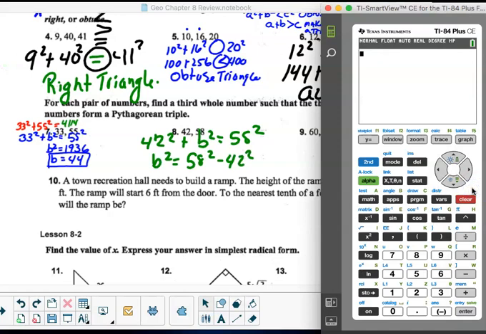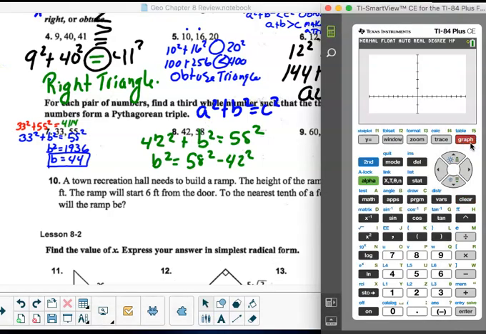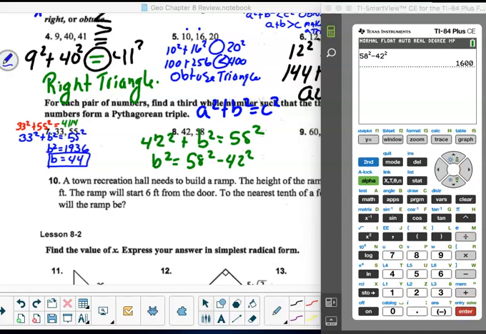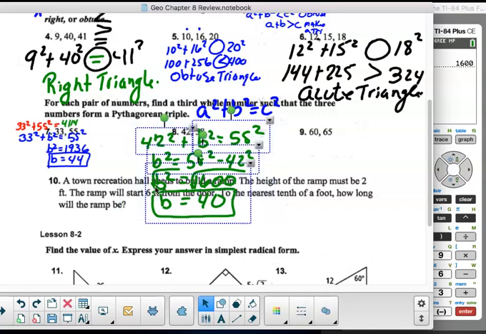And remember, the bigger number goes with the hypotenuse. And keep in mind, this whole time, I am working from the formula a squared plus b squared equals c squared. So now I've got 58 squared minus 42 squared. And that's 1600. Hey, that's totally going to work. So now I got b squared is equal to 1600. So now my b is 40 if I take the square root of both sides. So I've got that done.